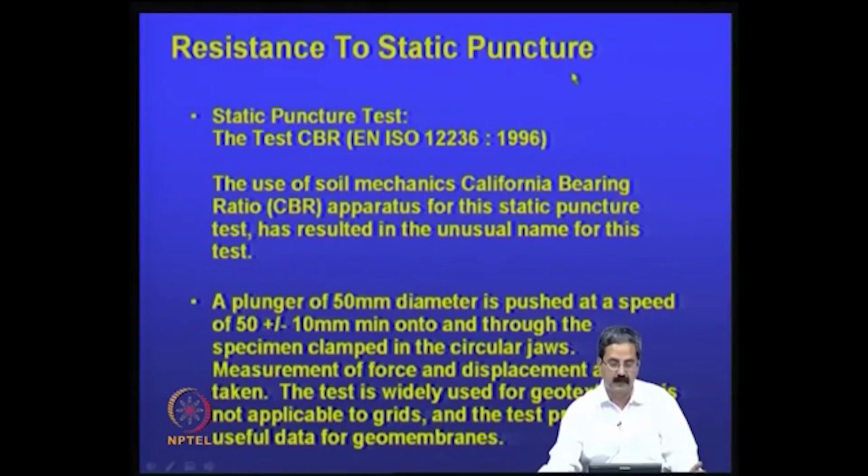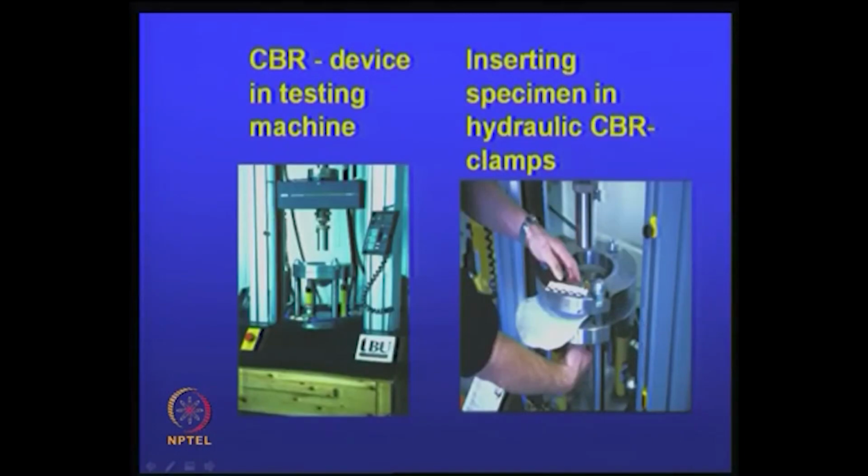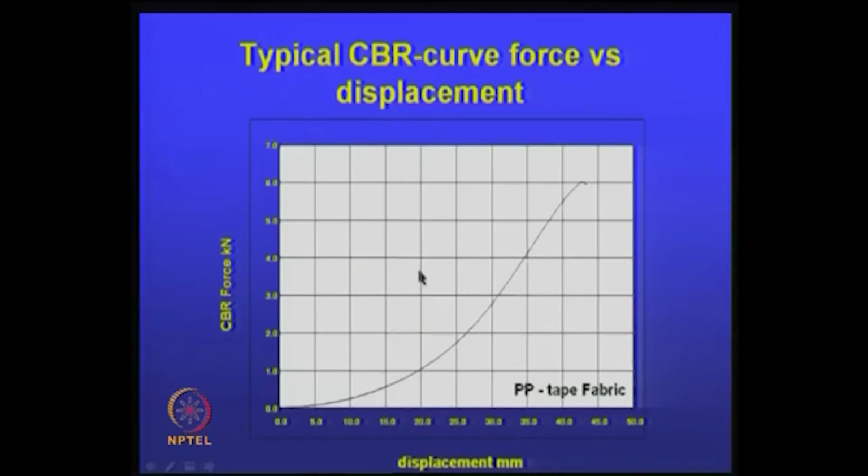And resistance to static puncture is actually a modification of the CBR test. Here we try to make a puncture, and similar to the CBR test, we measure the load versus deformation. Here also we get the same thing. You see how much load it can take, like this one, which is on a polypropylene tape fabric.